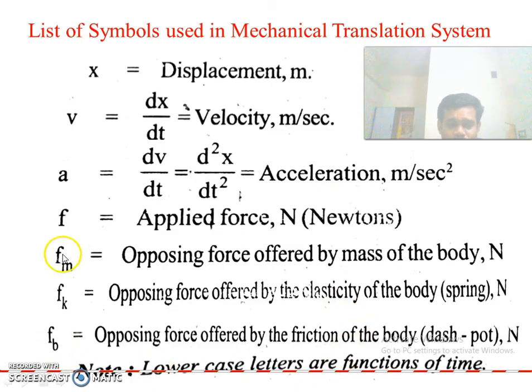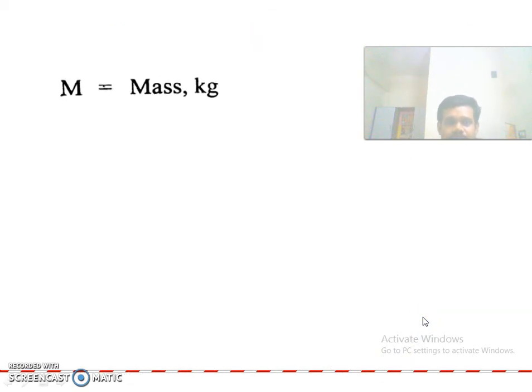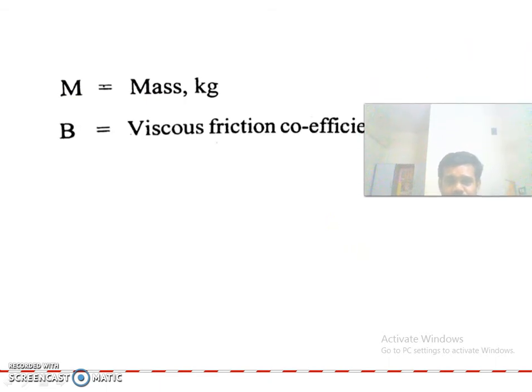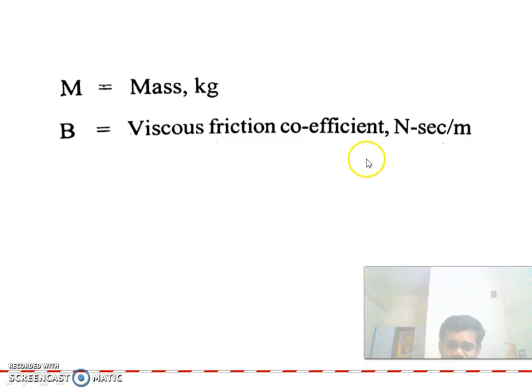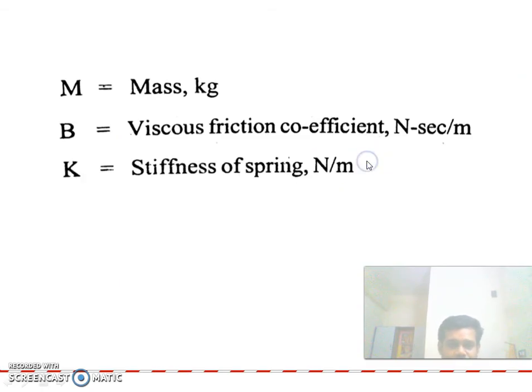So the lowercase letters, f_b, f_k, f_m, f, these lowercase letters indicate they are functions of time. They are depending on time. Next, M is nothing but the mass in kg. Next, B is the viscous friction coefficient in Newton second per meter. Next, K is the stiffness of the spring.